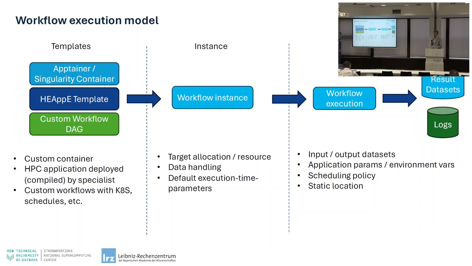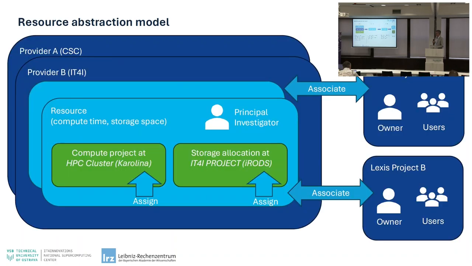Then, once you select the source of your workflow template, you create a workflow instance here where you select the target allocation and resource, and you specify whether you want to use the data handling, data staging features exposed by the platform or not, or some default execution time parameters. Then you create the execution of the workflow itself, and the orchestrator will take over and start running the tasks as specified in the DAG. The workflow can produce result data sets, and you can also access logs.